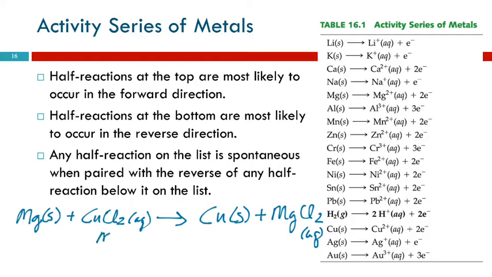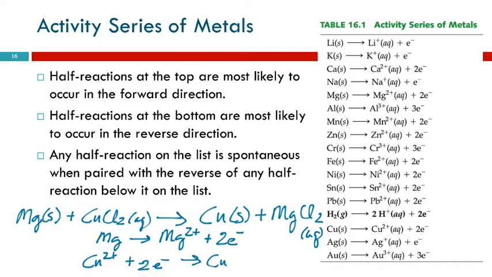So the two half reactions that are occurring there are magnesium going to magnesium ion, and it's going to lose 2 electrons when it does that. And copper 2+ will gain 2 electrons and become copper metal. So this reaction is going reverse of how it's written in this list, and magnesium is going forward.